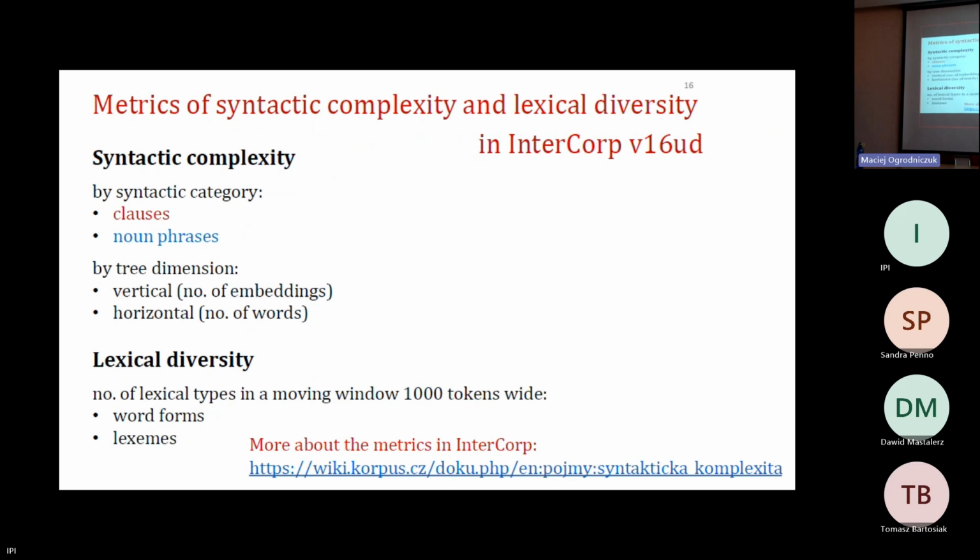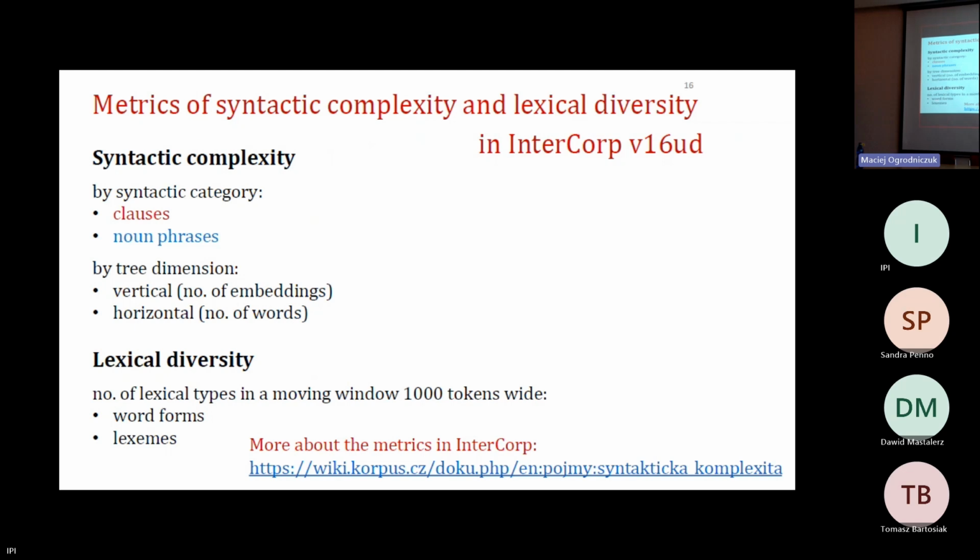So what we use in InterCorp from these metrics. For syntactic complexity, we have 6 measures. They are based on syntactic categories, so either clauses or noun phrases, and then on 3 dimensions, vertical or horizontal. Vertical is the number of embeddings and horizontal is the number of words. Actually, these are 2 kinds of orthogonal views of how the metric looks.